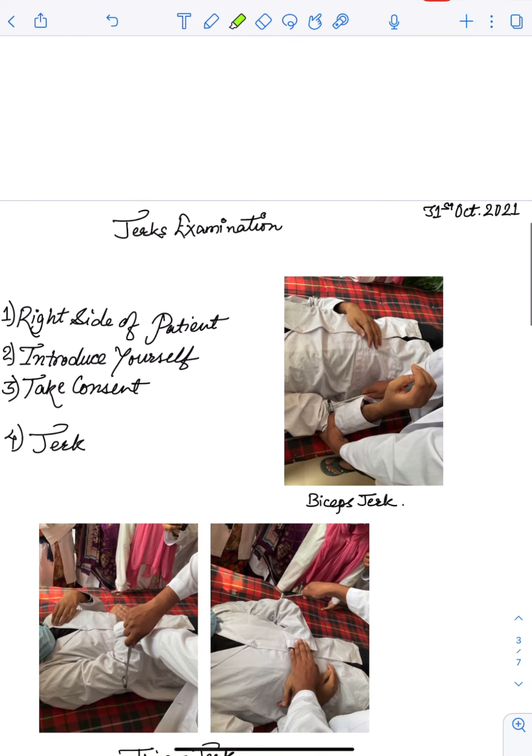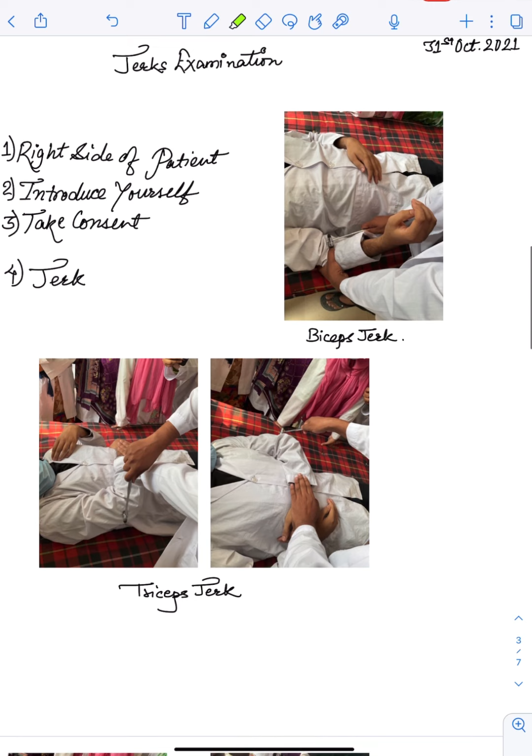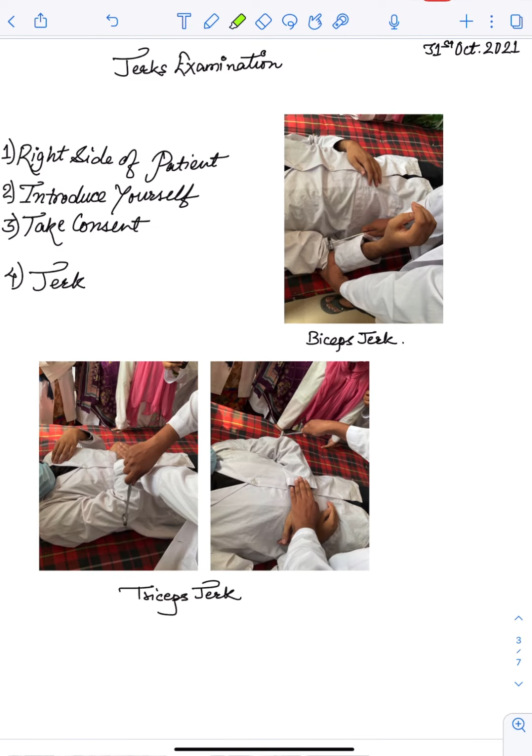This examination was done a bit earlier, but I present some pictures here to make it a bit clearer. In every examination, we should stand on the right side of the patient. First, you should introduce yourself, like: I'm a medical student from 5th year, and I want to examine you, and there won't be any problem to you.